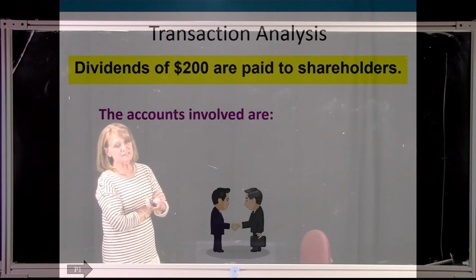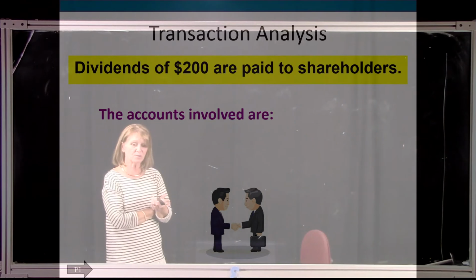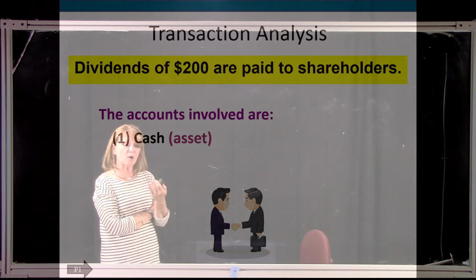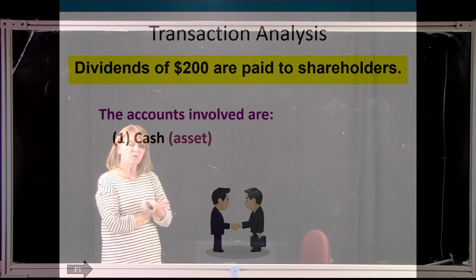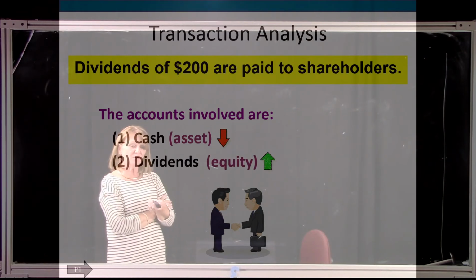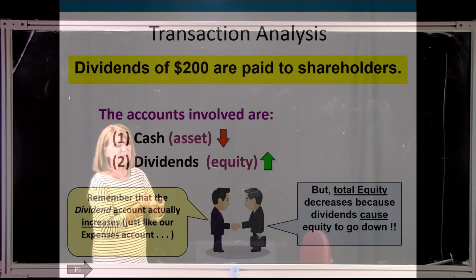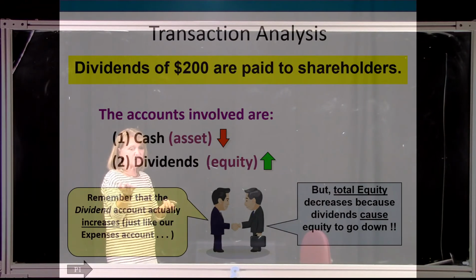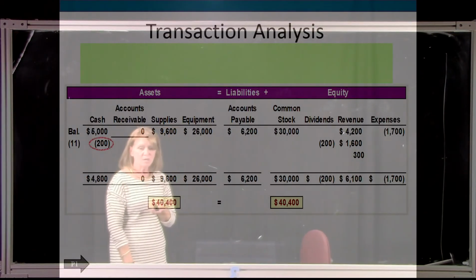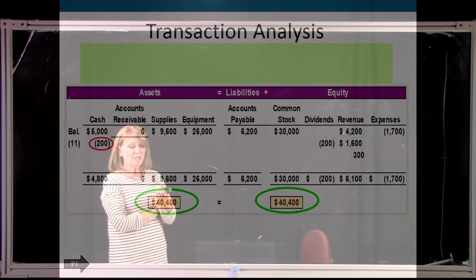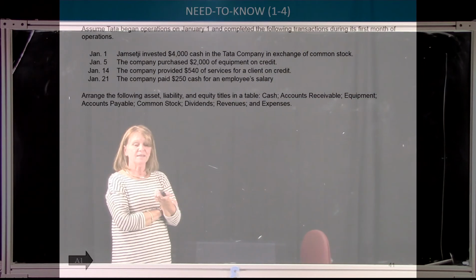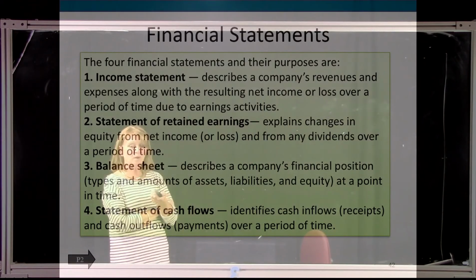And we're going to do a couple more of these. Dividends of $200 are paid to shareholders. So we've had some profit in our company, some net profit. So cash is an asset. We're going to reduce cash, and we're going to increase dividends paid out, but that actually decreases owner's equity. So we paid out $200 in cash. We reduce owner's equity by $200, and then there are some need-to-know items you can work through on this.